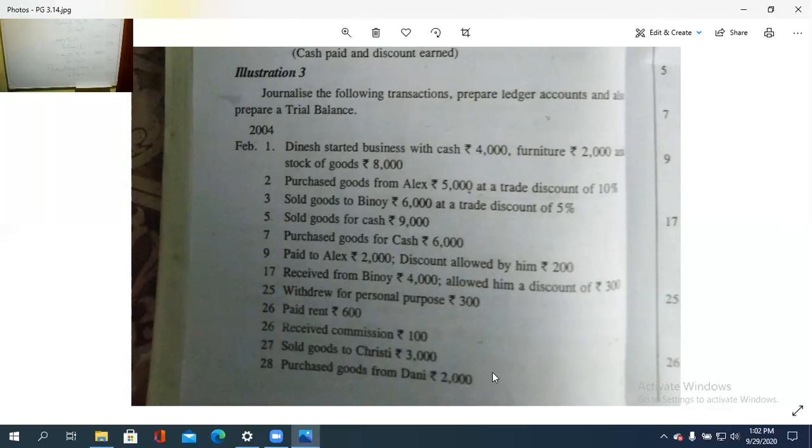Clear? So these are the journal entries, and from this journal we need to prepare different accounts, ledger accounts. Like rent account is there, cash is the big one because almost all the transactions have cash. Then commission account is there, Christie account is there, sales is also there, too many sales, too many purchases are there, discount allowed is there, discount received is there, isn't it? So then, see, after that we need to prepare the ledger accounts.